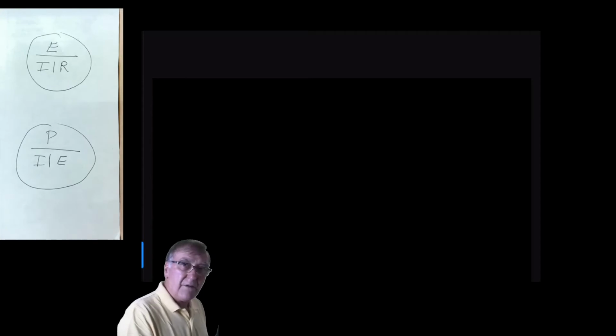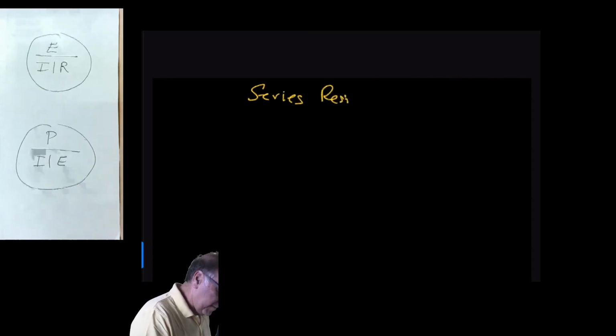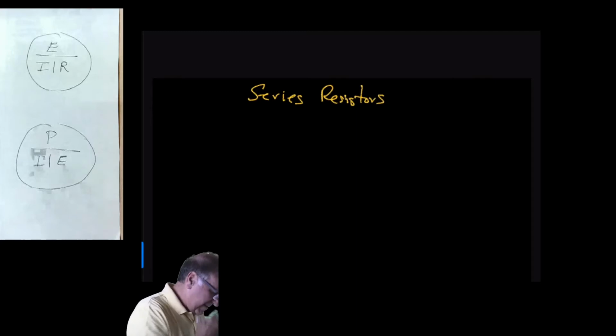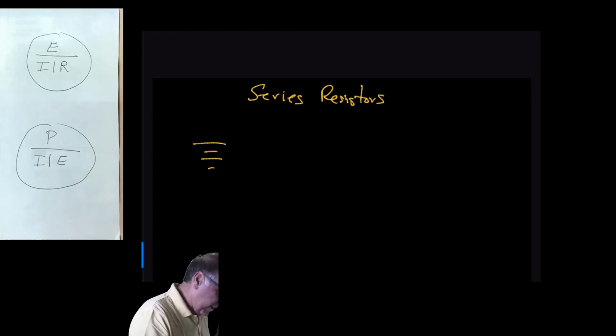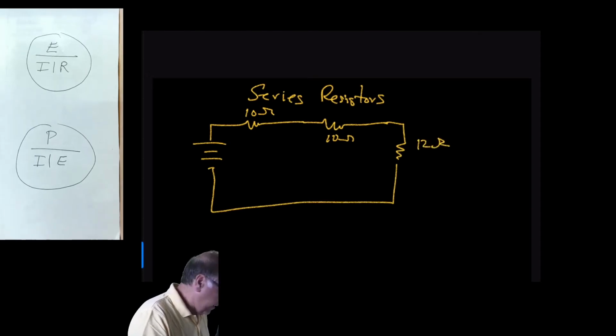Now let's take a look at some series resistors. Draw a little circuit here. Battery. We have a 10 ohm, and another 10 ohm, and a 12 ohm resistor. And we have a 12 volt voltage source, battery.